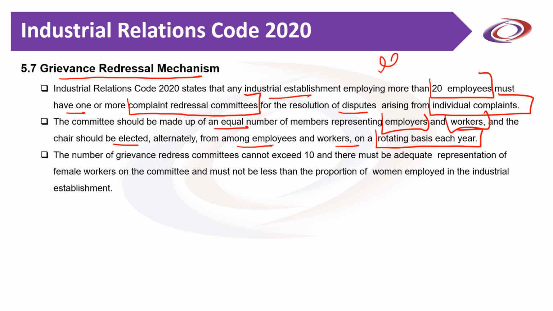So equal opportunity, equal hearing is to be provided. The number of grievance redressal committees, however, cannot exceed 10, and there must be adequate representation of female workers as well, and it must not be less than the proportion of the women that are employed in the establishment. So for the resolution of disputes or complaints of individuals, the grievance redressal mechanism should be established. So these are some of the important provisions that are covered under the Industrial Relations Code that subsumes the previous codes that were working.